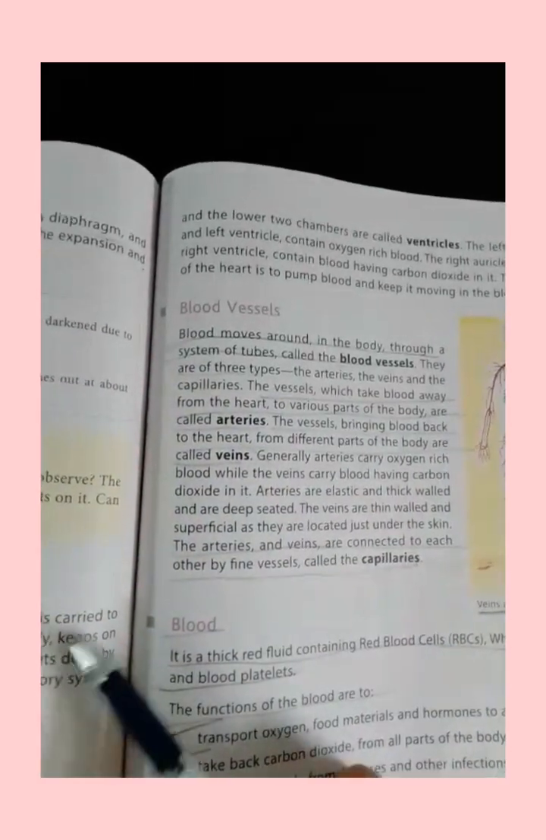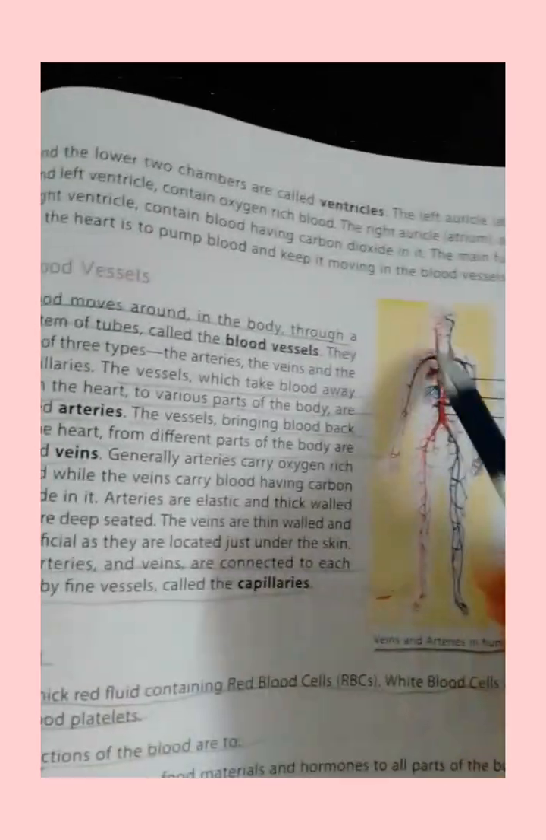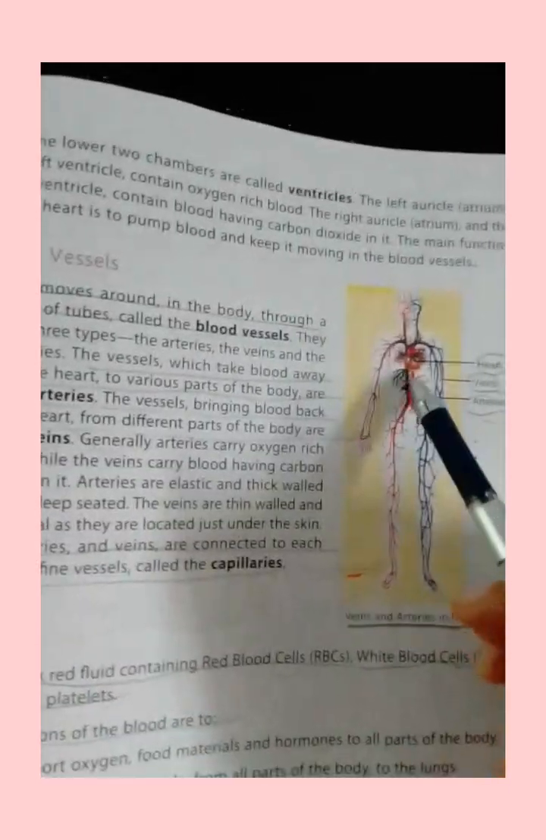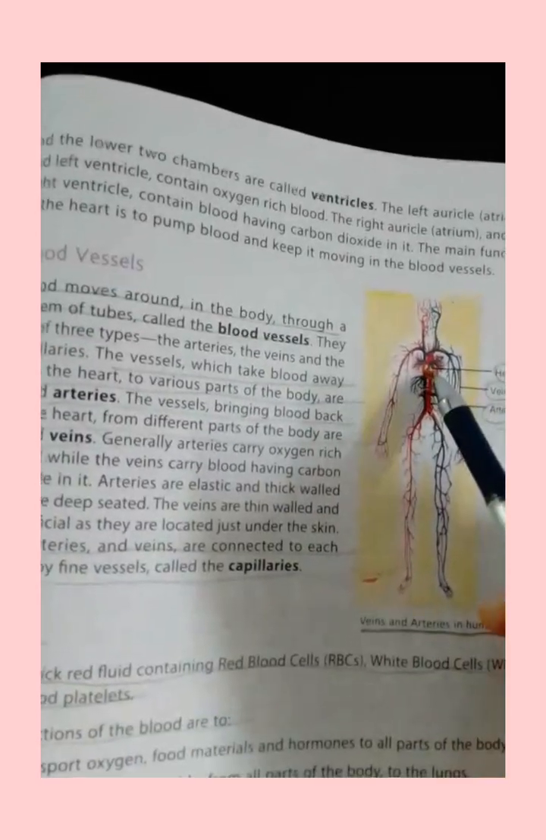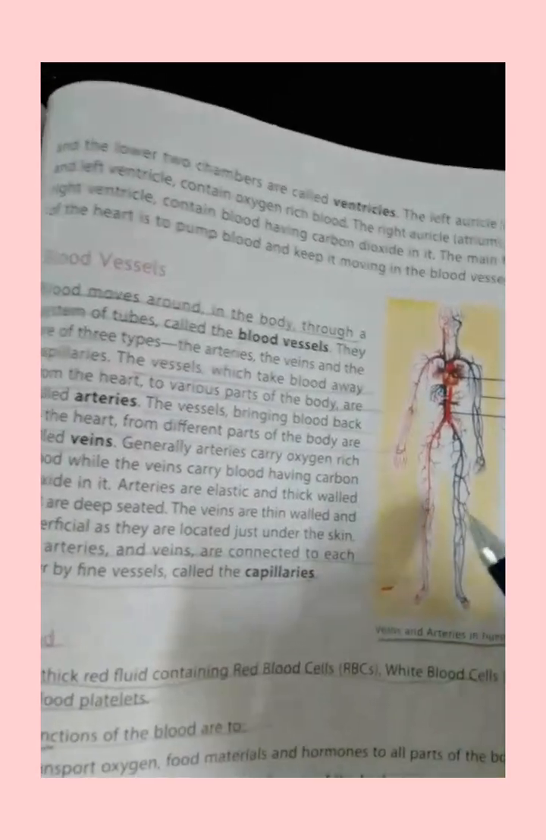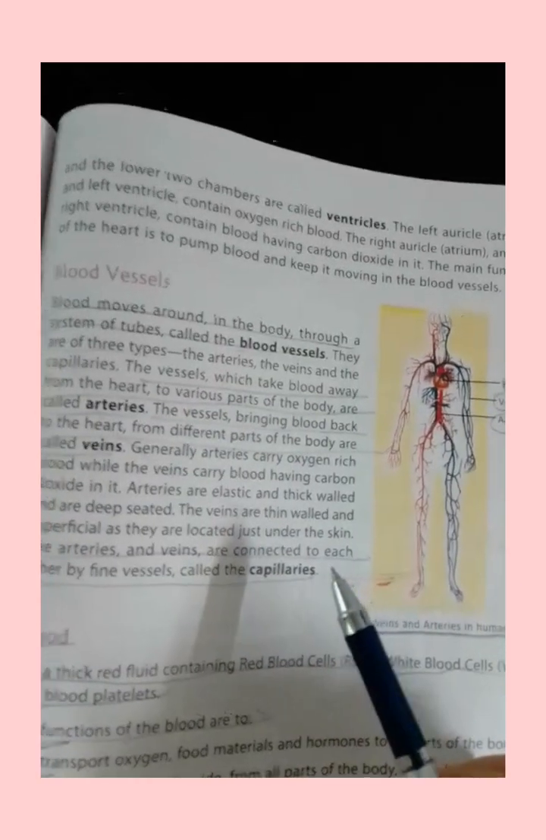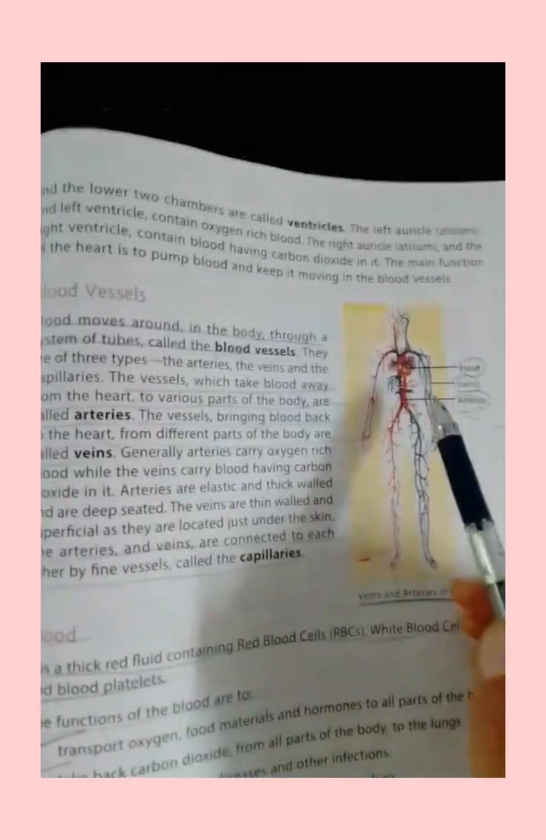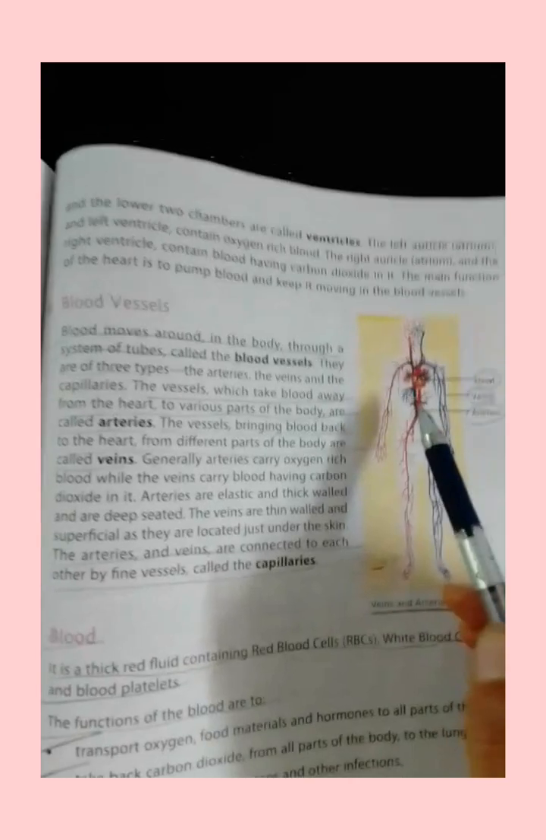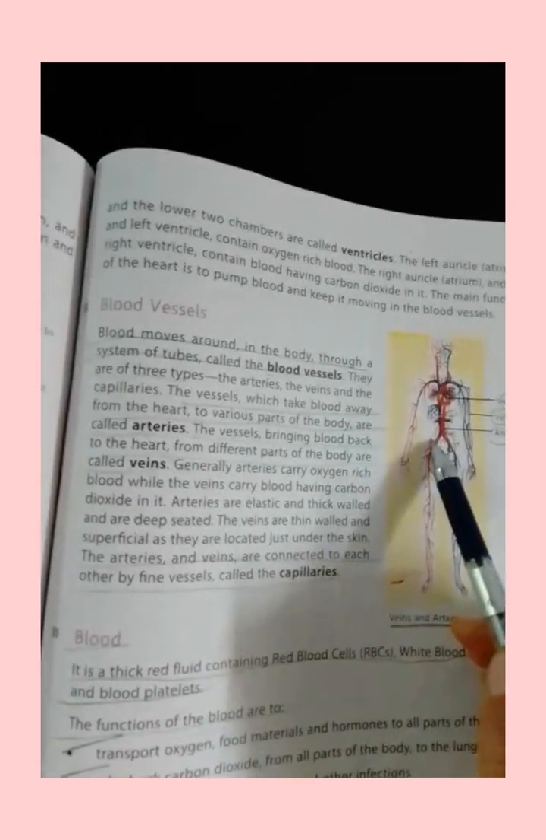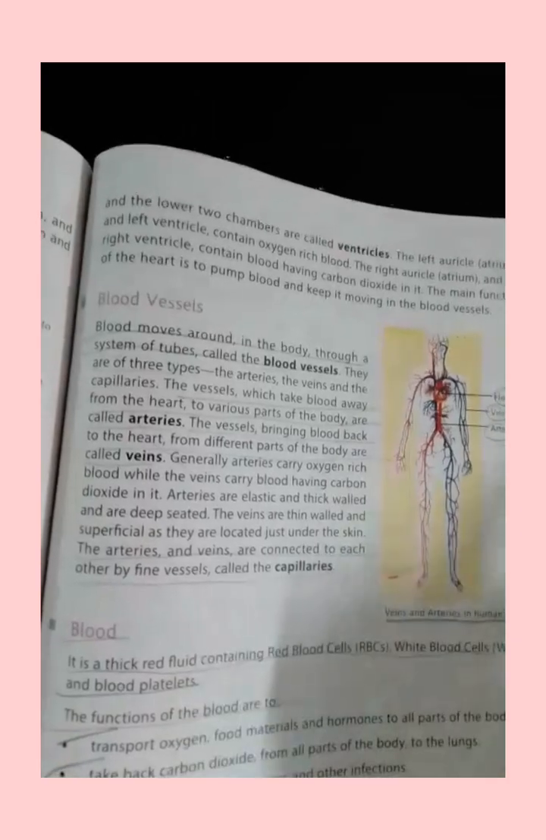Next part we will take now, that is blood vessels. So blood vessels, students, you can see in this picture this network in the whole body. The heart is located here, and the others are the blood vessels which are carrying the blood from the heart to other parts, and also bringing the blood from other body parts back. So blood vessels are actually tube-like structures which are responsible for carrying the blood from one place to another. They are of three types: arteries, veins and capillaries.